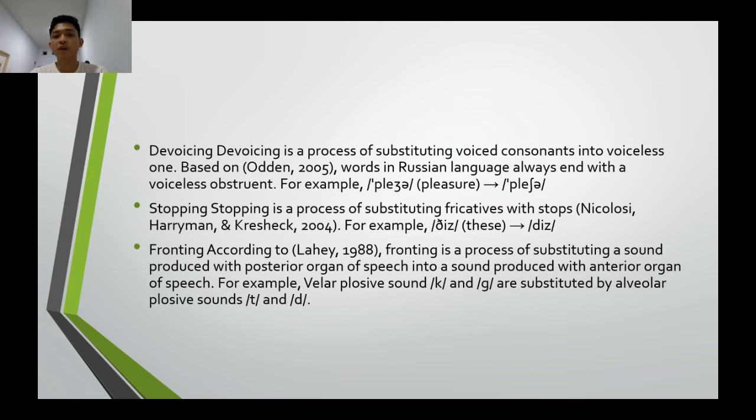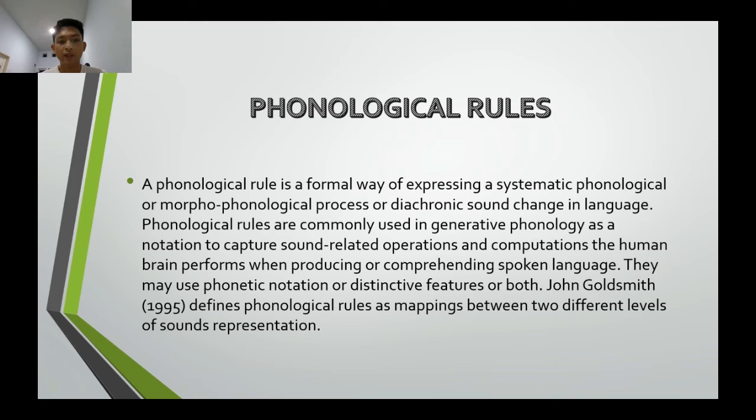Devoicing is a process of substituting a voiced consonant with a voiceless one based on order. Words in the Russian language always end with a voiceless obstruent. For example, pleasure, pleasure. Stopping is a process of substituting fricatives with stops. For example, this, this. Fronting, according to Leahy, is a process of substituting a sound produced with a posterior organ of speech with a sound produced with an anterior organ of speech. For example, the plosive sounds K and G are substituted by the alveolar plosives T and D.